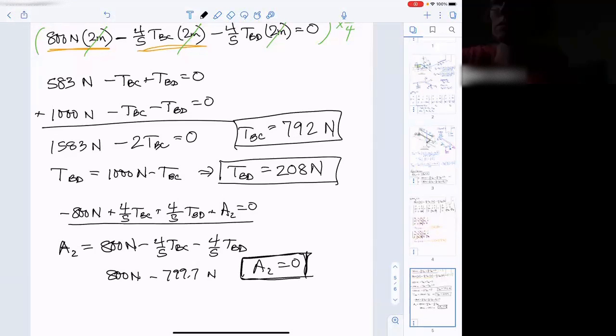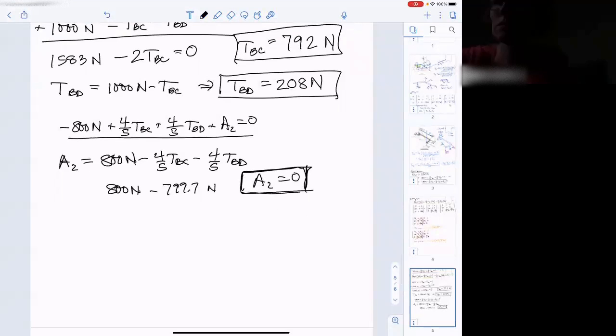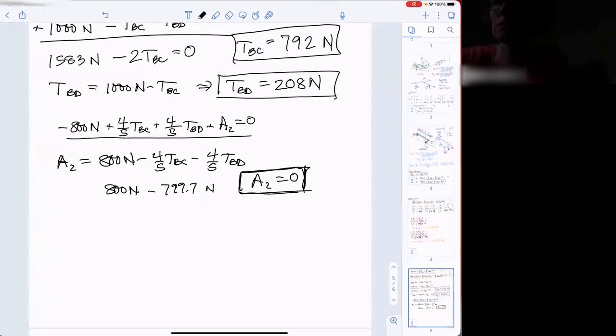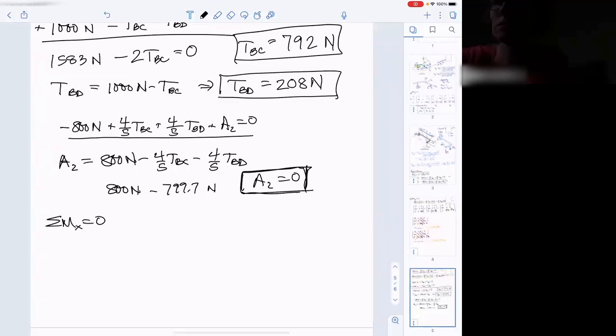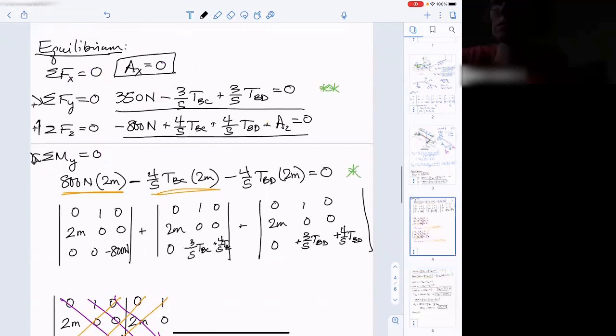So the only thing that we have left to solve for are those reaction moments. So how do we solve for reaction moments? The only way to solve for them is using a moment equation. So we need to sum moments about an x-axis and sum moments about the z-axis. So starting with the x-axis, what do we have for x-axis? I got to find my drawing again.